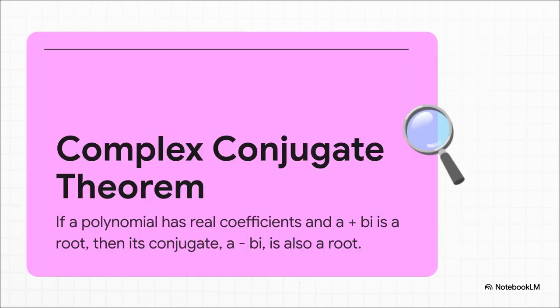This predictable behavior has a formal name. It's the complex conjugate theorem. And it says that as long as a polynomial has real coefficients, which just means there are no i's in the original equation itself, which is true for most problems we run into, then its complex roots have to come in these pairs. So if you find one complex root, say 3 plus 2i, you automatically know that its conjugate, 3 minus 2i, is also a root. It's a total 2-for-1 deal.